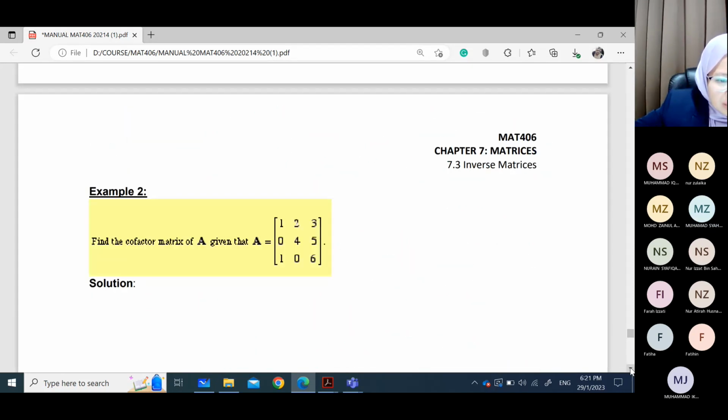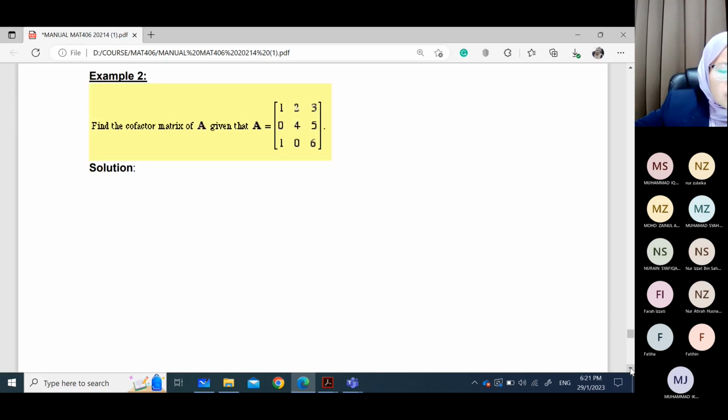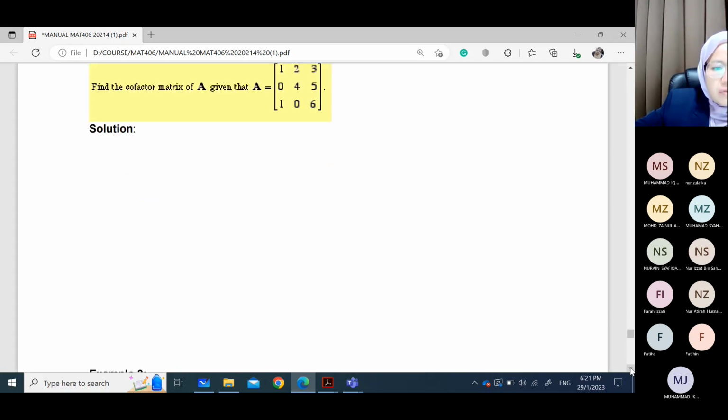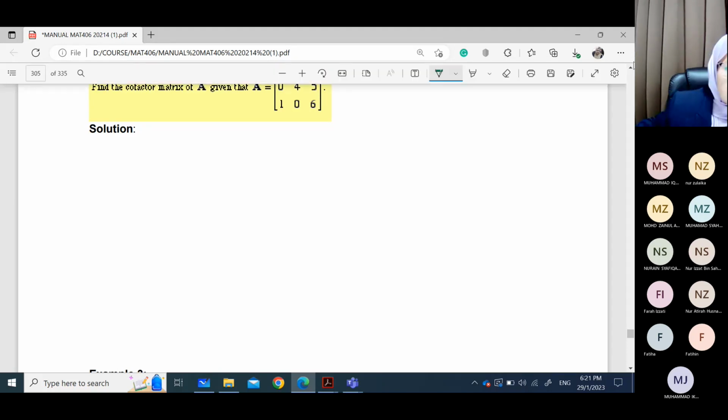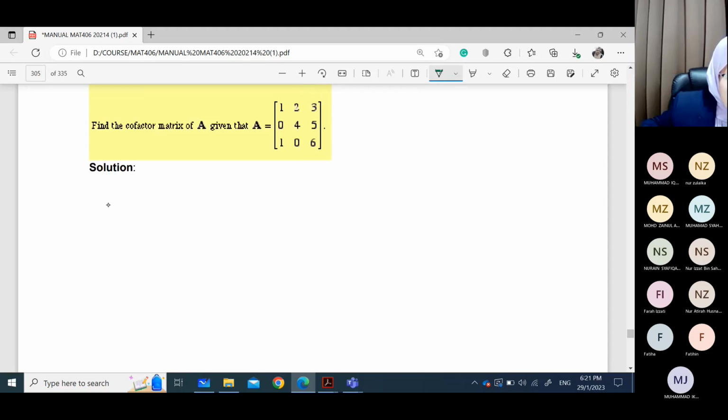Okay, untuk second ni. Find the cofactor matrix of A given that A is 1, 2, 3, 0, 4, 5 and 1, 0, 6. Okay, so cari cofactor bagi A. Yang tadi C. So cofactor is equivalent. So yang nak cari yang first one, kita eliminate for first row and the first column. And we find this determinant.